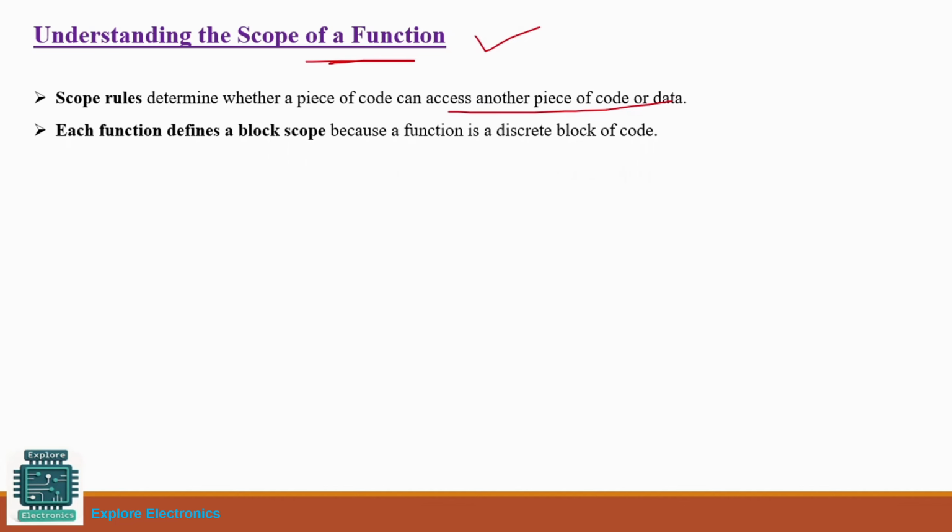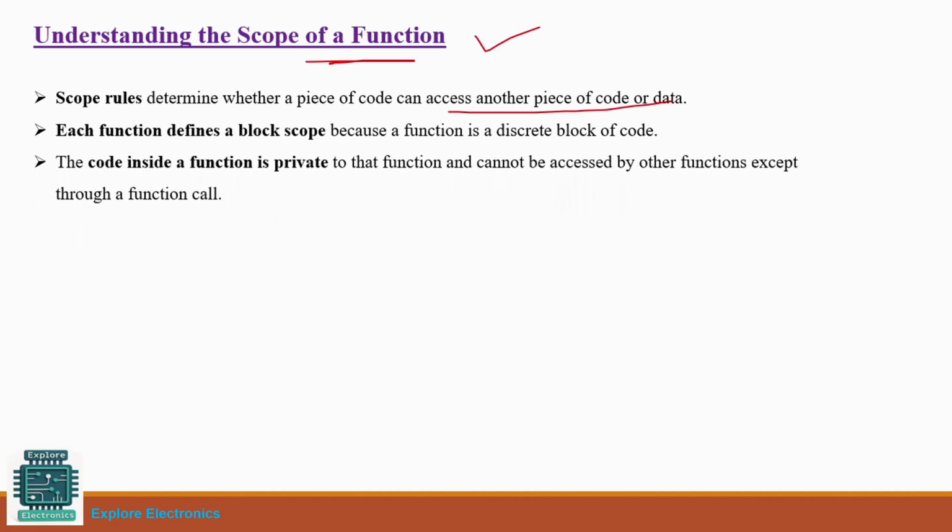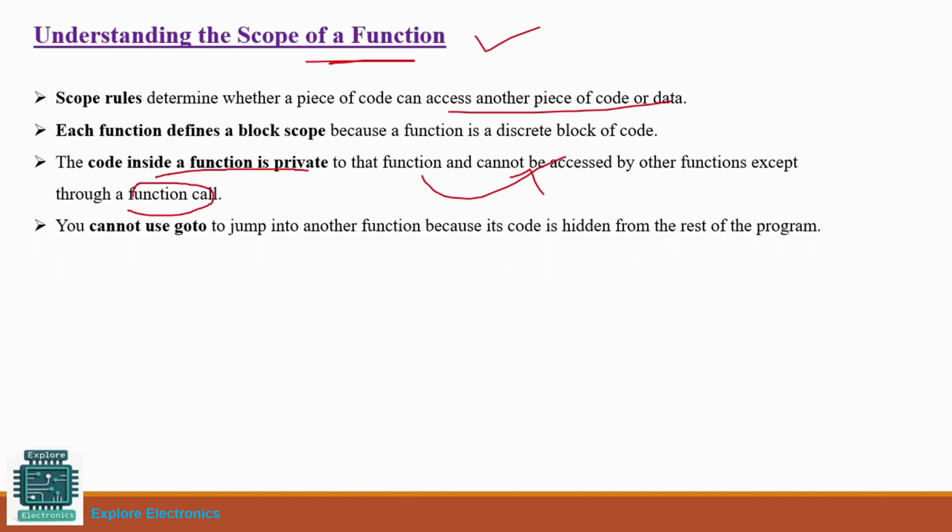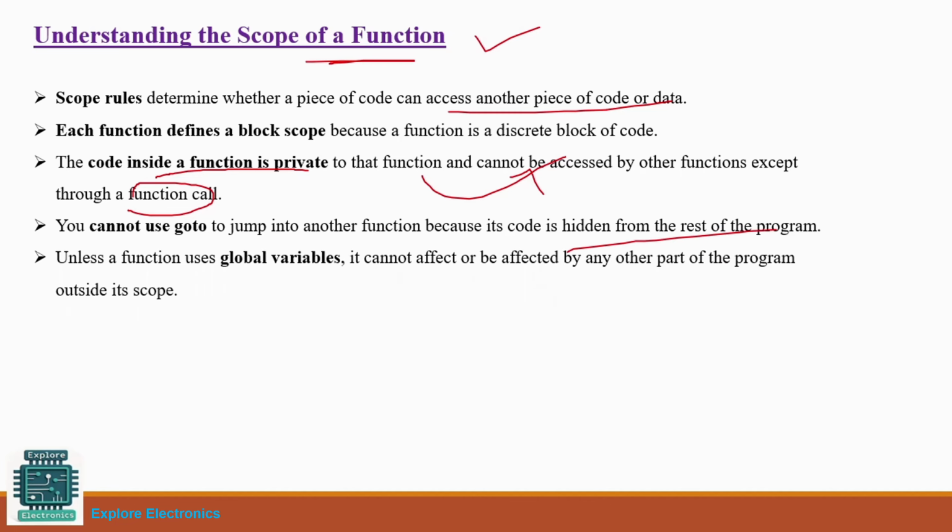Each function defines a block scope because a function is a discrete block of code. The code inside a function is private to that function and it cannot be accessed by another function except through function calls, right? We cannot use code to jump into another function because its code is hidden from the rest of the program. Unless a function uses global variables, it cannot affect or be affected by any other part of the program outside its scope. Right?